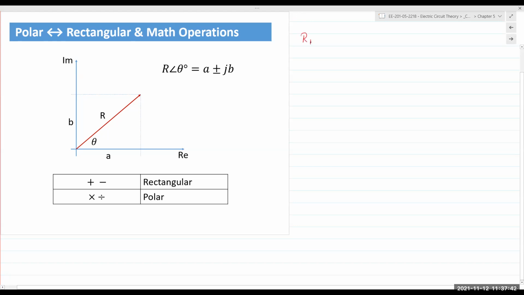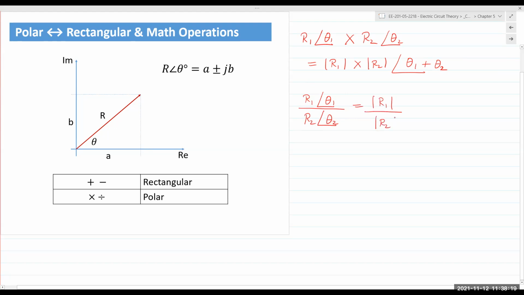If you have two complex numbers and you need to multiply them, let's say R1 with a phase angle theta 1 and R2 with phase angle of theta 2, magnitudes are multiplied together and phase angles get summed up or added up. If you are dividing two complex numbers, then magnitudes get divided and phase angles are subtracted.